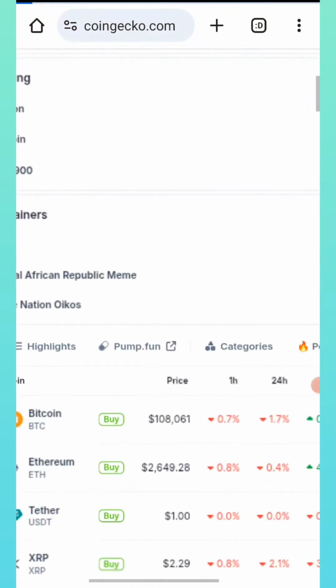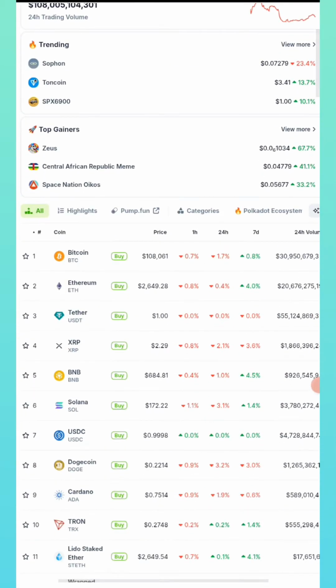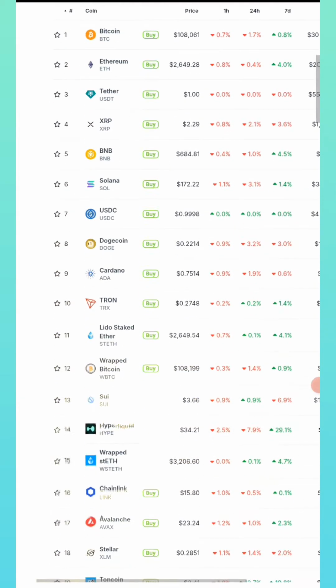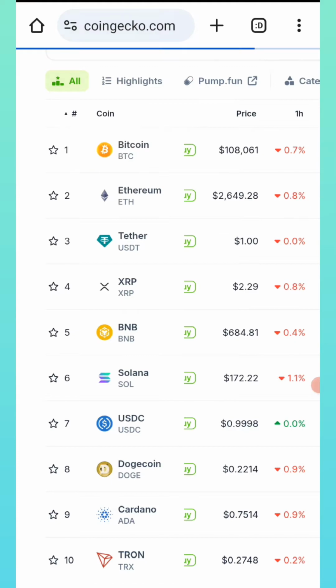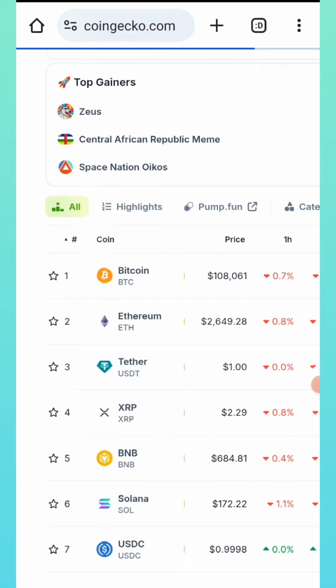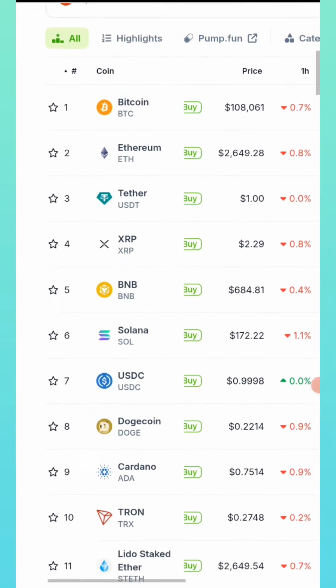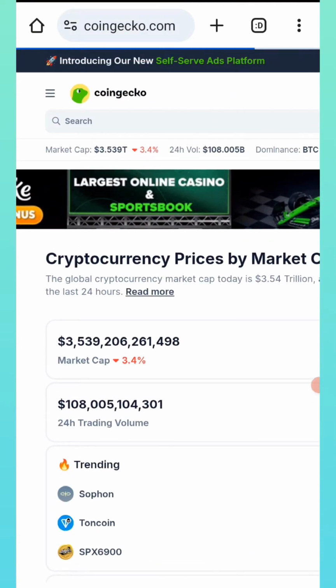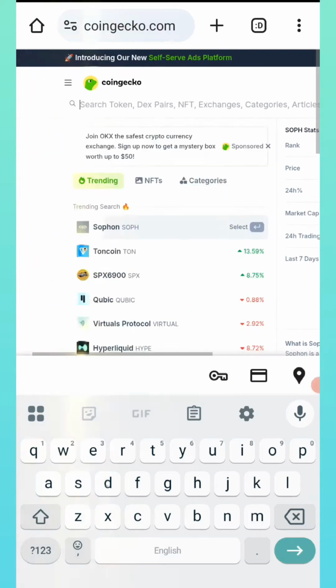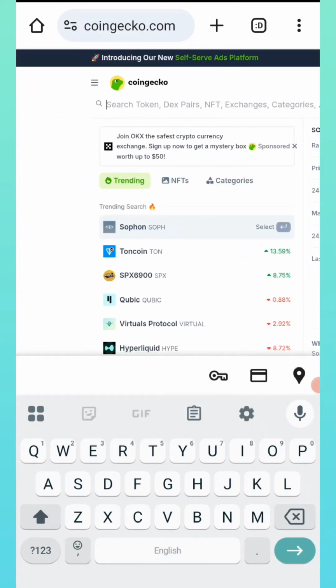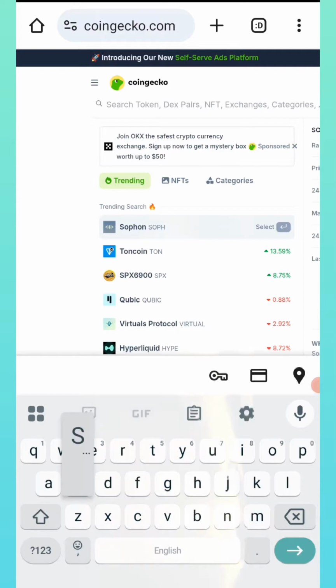Okay. As you can see, there are several coins on the CoinGecko platform. You can see Bitcoin, Ethereum, USDT, XRP, BNB, Solana. So if the coin you are looking for is not here, what you do is you go to the search bar, you click on it, then you search. For example, now you're looking for Charts.